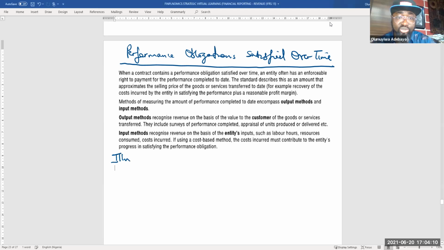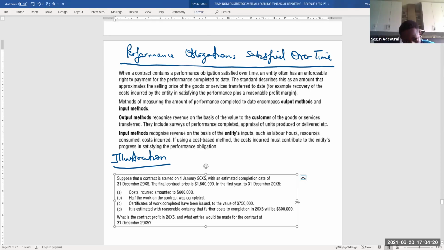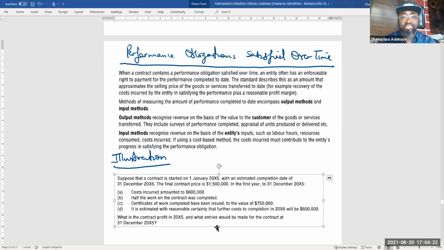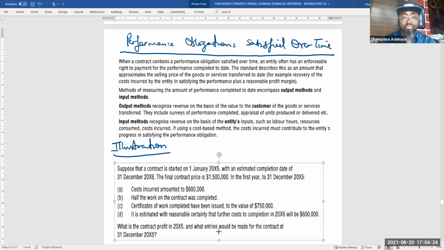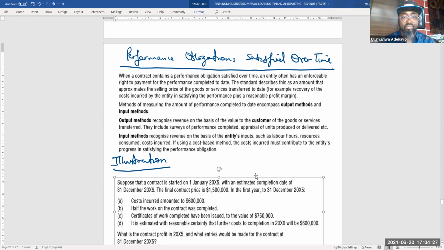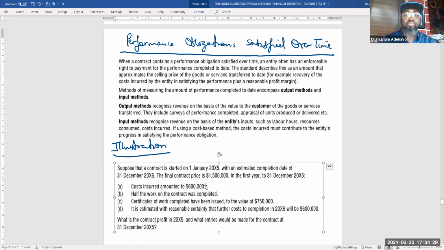Now let's look at an illustration with respect to a construction contract. Now, can somebody read this question and let's attempt solving it? Can somebody volunteer to read the question?